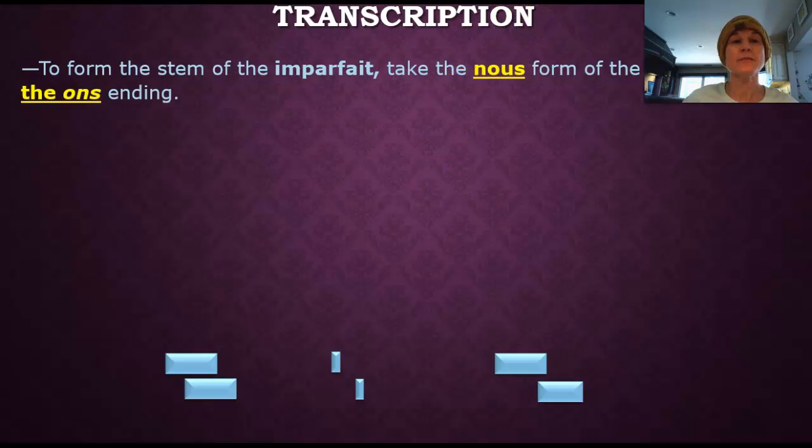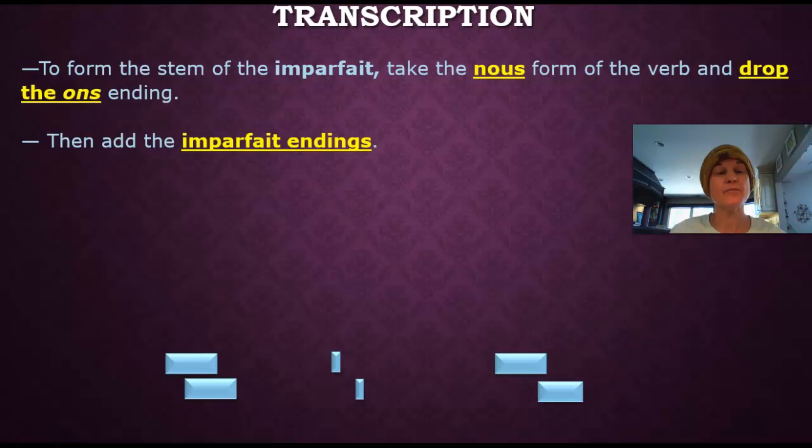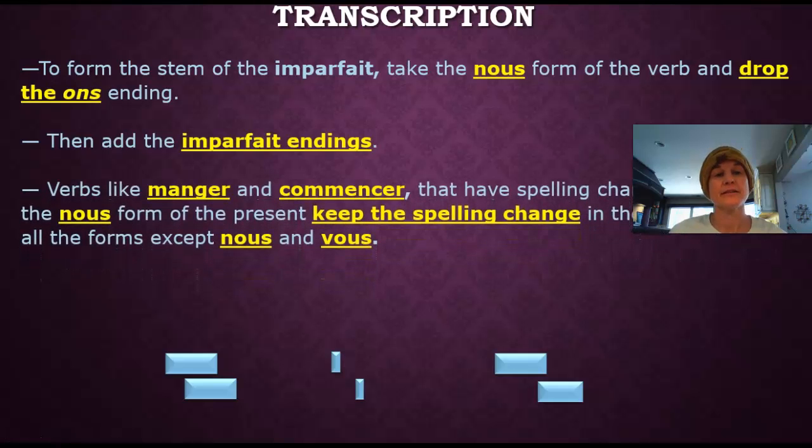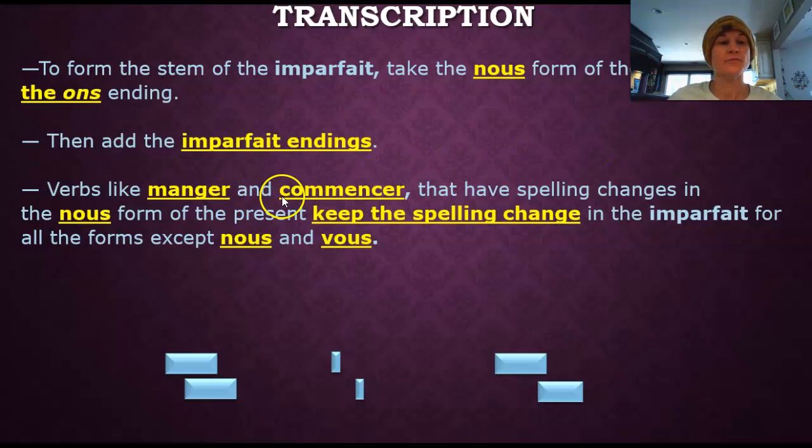To form the stem of the imparfait, take the nous form of the verb and drop the ending. Then add the imparfait endings. Okay, so here, this is the tricky part. Manger, commencer, they have spelling changes in the nous form, so keep them for nous and vous.